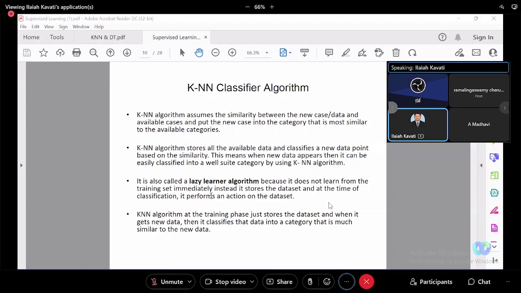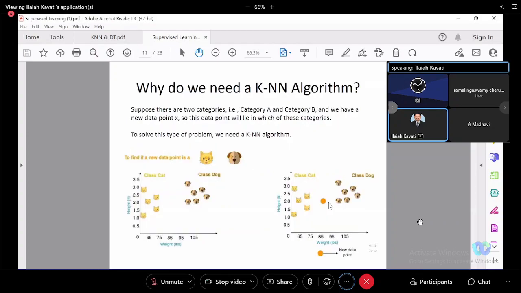It is also called a lazy learner algorithm because it does not learn from the training set immediately. Instead, it stores the data set in a table, and at the time of classification, it performs an action on the data set. The KNN algorithm at the training phase just stores the data set, and when it gets new data, it classifies the data into a category that is most similar to the new data. We'll see how this algorithm works with an example. Then, if you have any questions, we'll discuss.